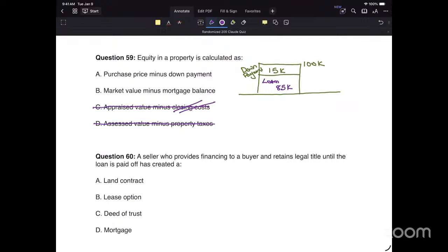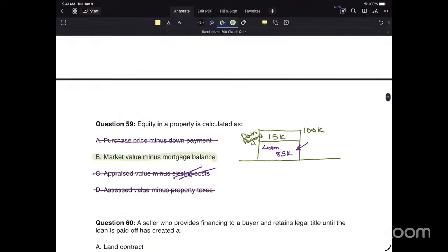Equity is the value in the home that, if you sold the house tomorrow, you would not have to use to pay back the bank for any kind of loan that you have. So when it says A, purchase price minus the down payment, if we take off the down payment, what that leaves us with is the loan, and the loan is the opposite of equity, making our answer once again B.